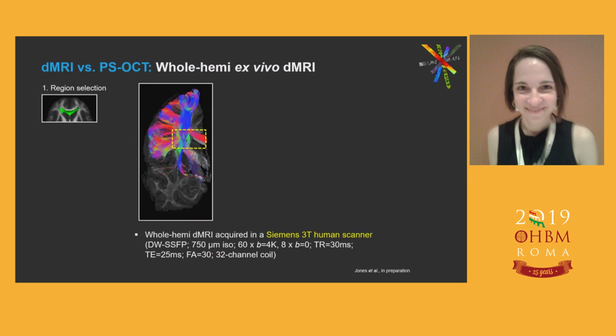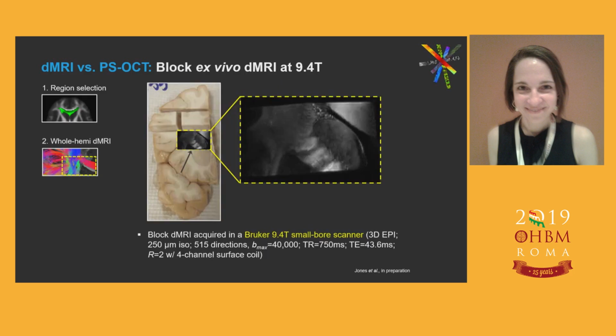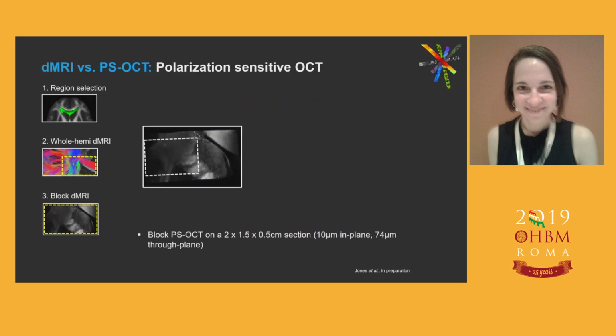So this is an example where we found one of those tricky switching areas using whole hemisphere ex vivo diffusion data from a human hemisphere. We cut out the area of interest and did further diffusion MRI scanning at high resolution, 250 microns, in a small bore 9.4 Tesla scanner. And by finding that area with the most complex and interesting fiber configurations from the high resolution diffusion data, we focused the PSOCT scan in that region.